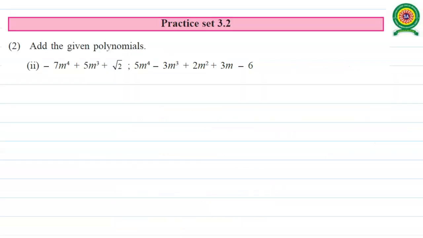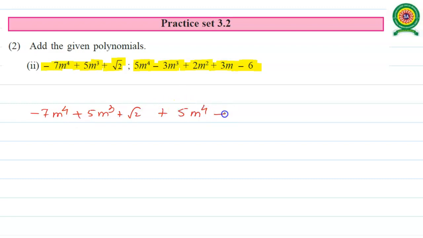Look at the second sub question. We have to add the polynomials. The first polynomial is minus 7m raised to 4 plus 5m cube plus root 2, and the second polynomial is 5 into m raised to 4 minus 3m cube plus 2m square plus 3m minus 6. Now the first polynomial is minus 7m raised to 4 plus 5m cube plus root 2, and we have to add it to 5m raised to 4 minus 3m cube plus 2m square plus 3m minus 6.